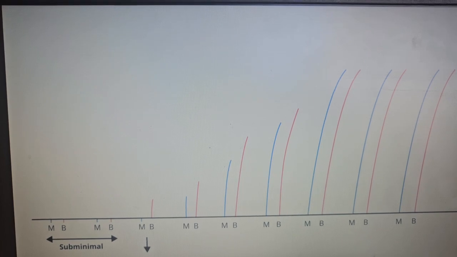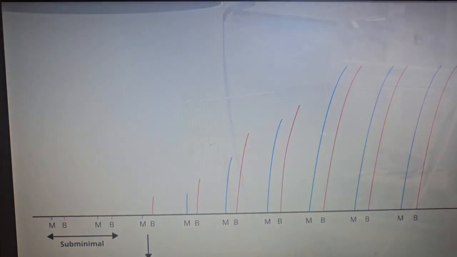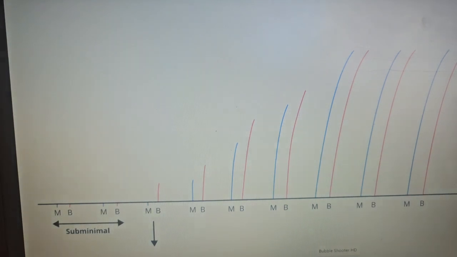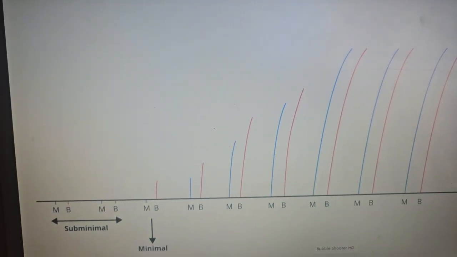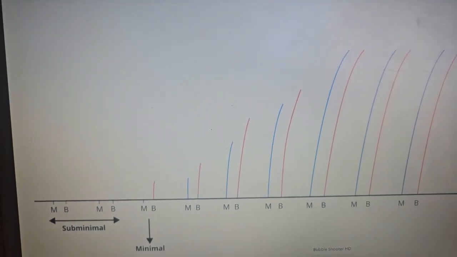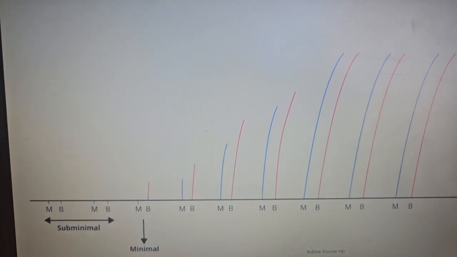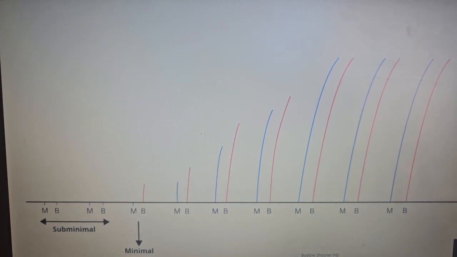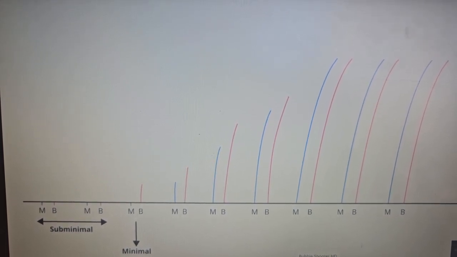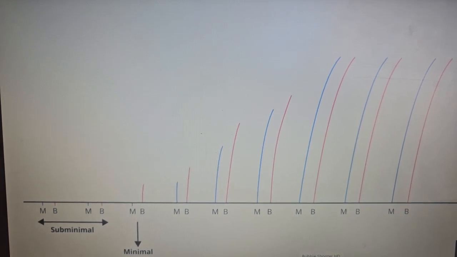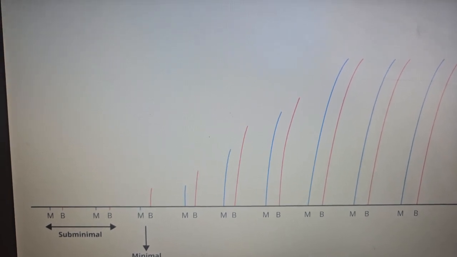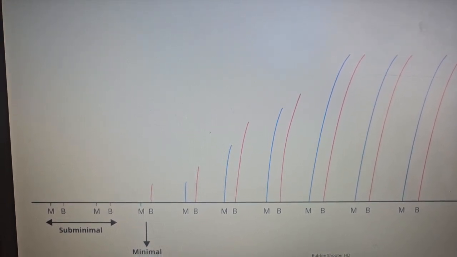The first contraction recorded was at the break stimulus. This level of stimulus is called the minimum or threshold stimulus. A threshold stimulus is the minimum strength of stimulus that is required to generate a response. Remember that the break stimulus is always more than the make stimulus. Hence, initially, only the break stimulus crosses the threshold level and is able to evoke a response.